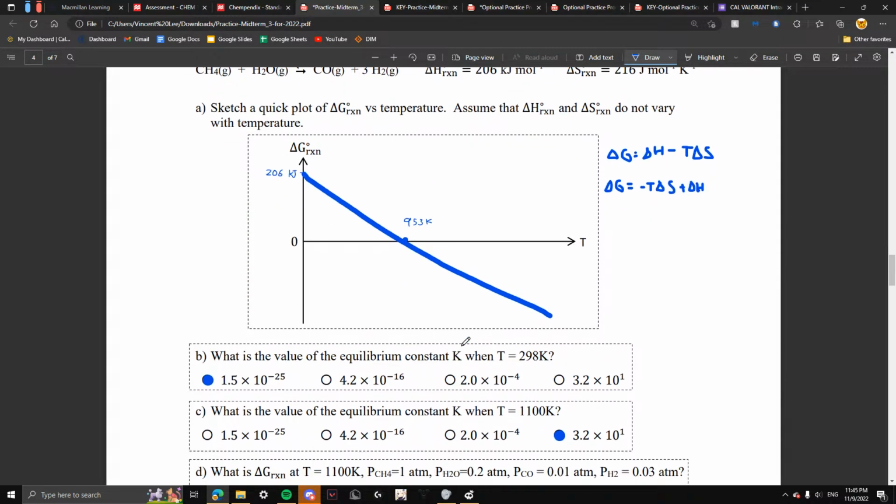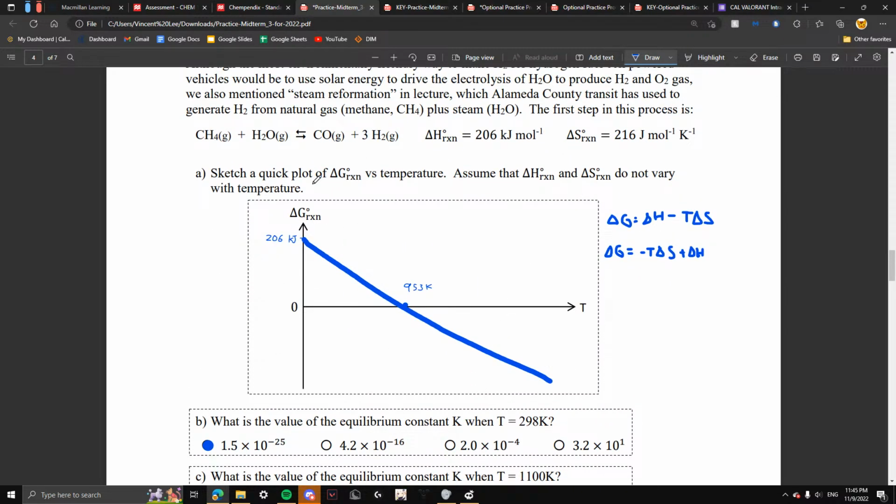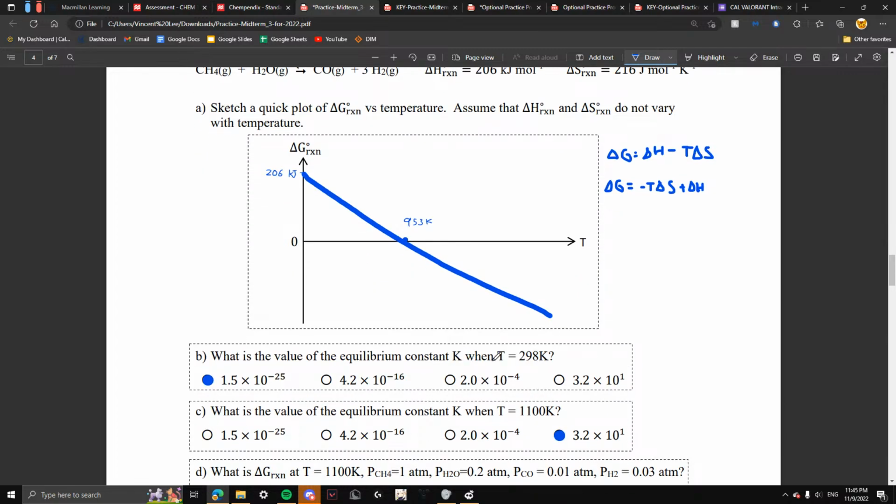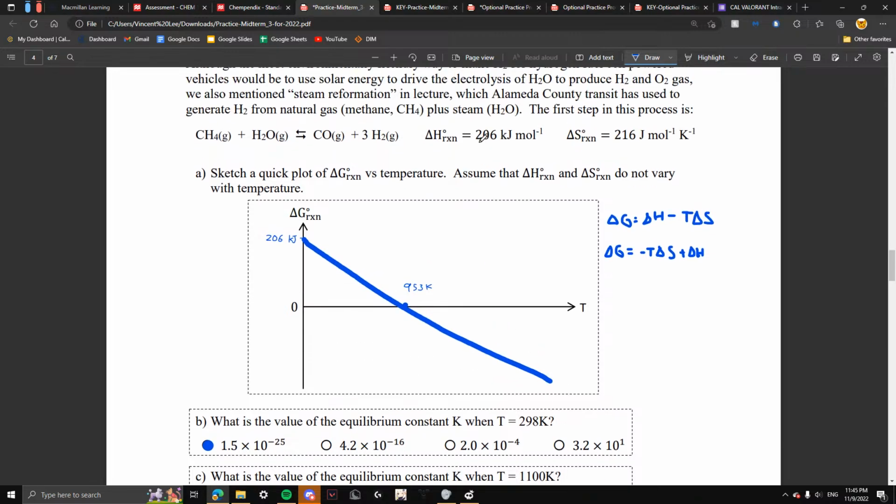Okay. So graphing that, it's fairly easy. And then what is the value of the equilibrium constant K when T equals 298? We can solve for delta G through delta H minus T delta S. I'm going to write the equation again here so that when I save this PDF and send it out, people will not be confused.